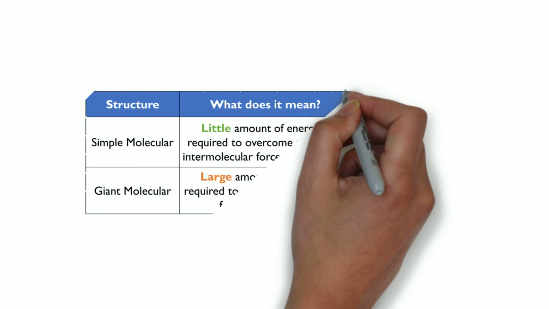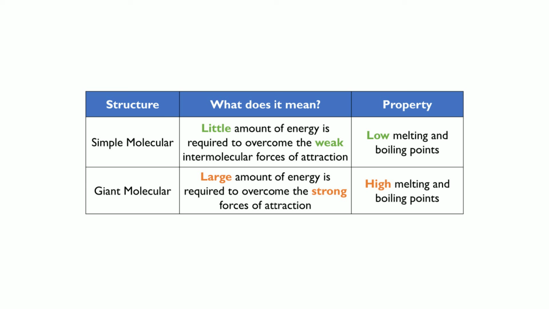So in summary, there are two types of molecular structure, simple or giant. For simple, a little amount of energy is required to overcome the weak forces of attraction, hence there's low melting and boiling point. For giant molecular structure, a large amount of energy is required to overcome the strong forces of attraction, hence there's high melting and boiling point.